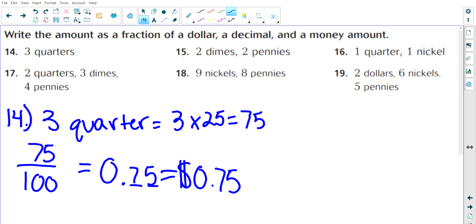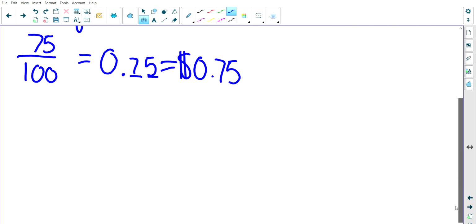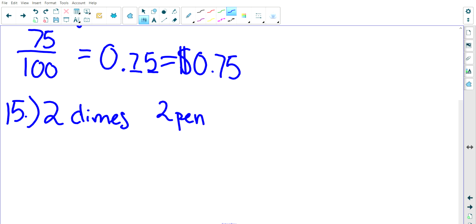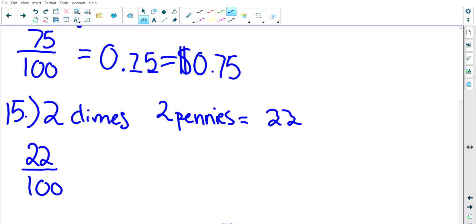Okay, let's solve another one like that. Number 15, 2 dimes and 2 pennies. Okay, so 2 dimes is 20 plus 2 pennies is 22. So I have 22 cents. So I need to write that as a fraction, a decimal, and a dollar amount. So I have 100 cents total in a dollar. So 100 will always be my denominator when we're talking about cents of a dollar. 22 is the parts out of the whole that I have. So that's 22 hundredths.